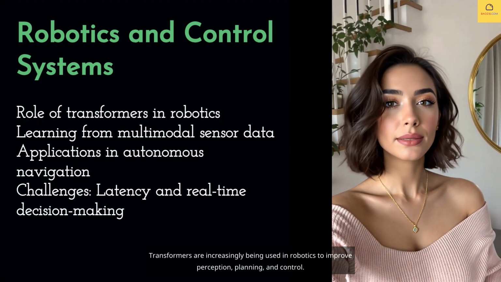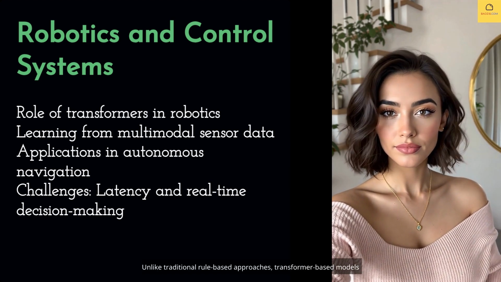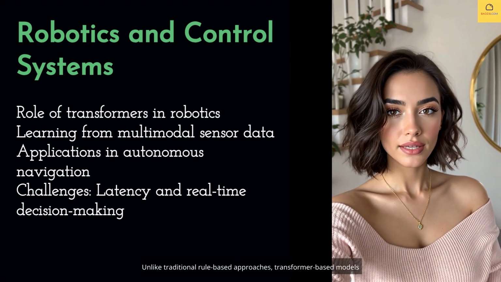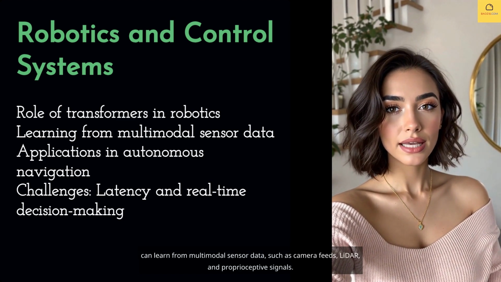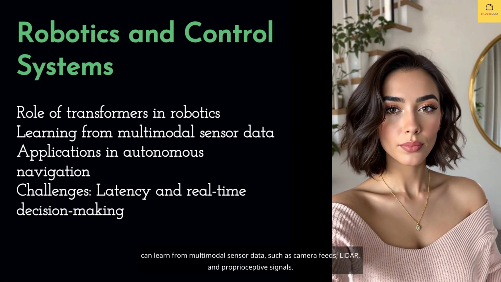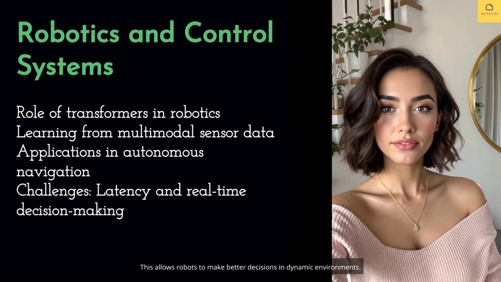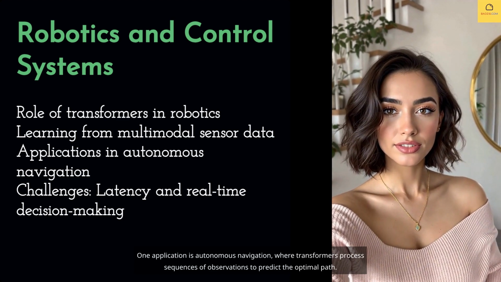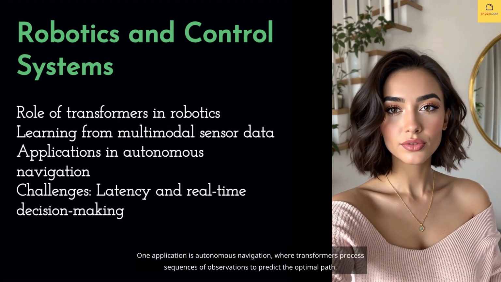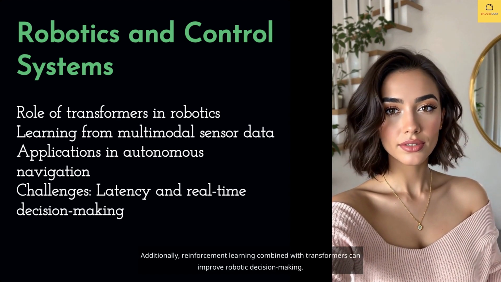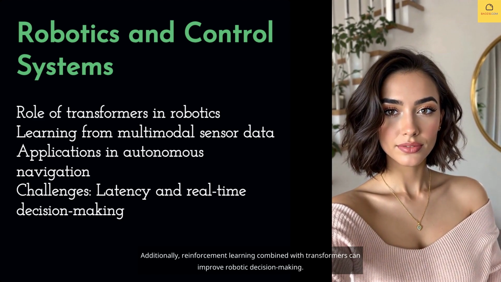Transformers are increasingly being used in robotics to improve perception, planning, and control. Unlike traditional rule-based approaches, transformer-based models can learn from multimodal sensor data, such as camera feeds, LiDAR, and proprioceptive signals. This allows robots to make better decisions in dynamic environments. One application is autonomous navigation, where transformers process sequences of observations to predict the optimal path. Additionally, reinforcement learning combined with transformers can improve robotic decision-making.